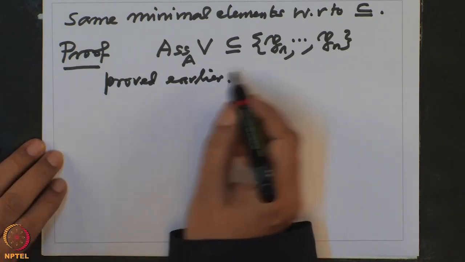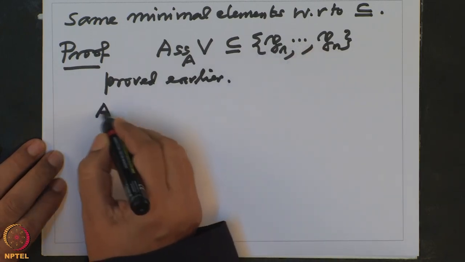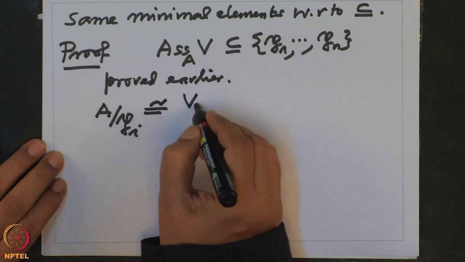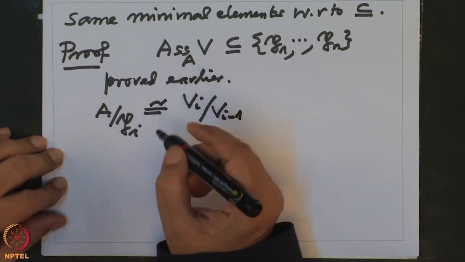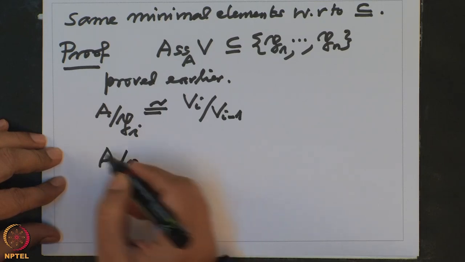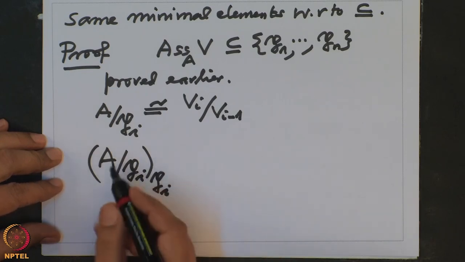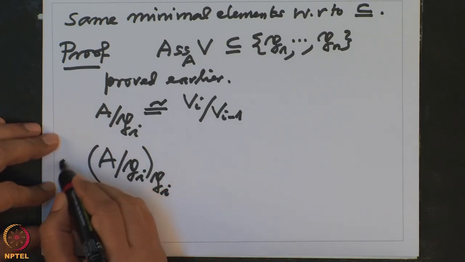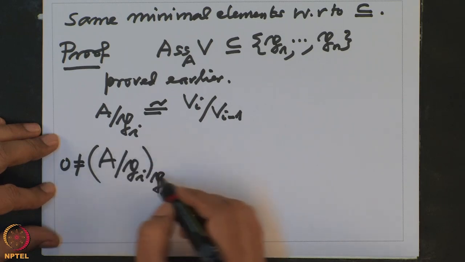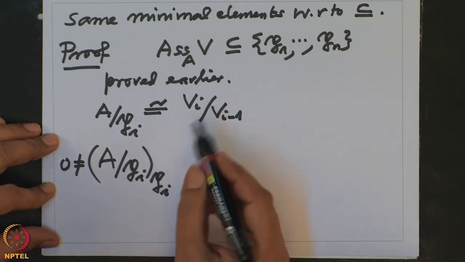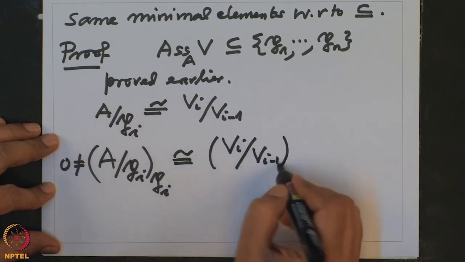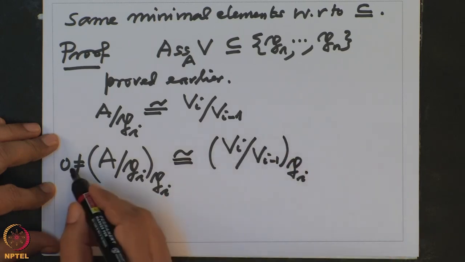All right, so what do we know about these Pi's? A mod Pi is precisely the ith subquotient, so this is isomorphic to Vi by Vi minus 1. That is what is given to us. So when I localize, this is the residue class ring, so when I localize A mod Pi at Pi, this is definitely non-zero. Same reason: this is a non-zero ring because Pi is a proper ideal, and this is a localization of that ring, therefore non-zero. And this is isomorphic to Vi modulo Vi minus 1 localized at Pi. So therefore this localized at Pi is non-zero.